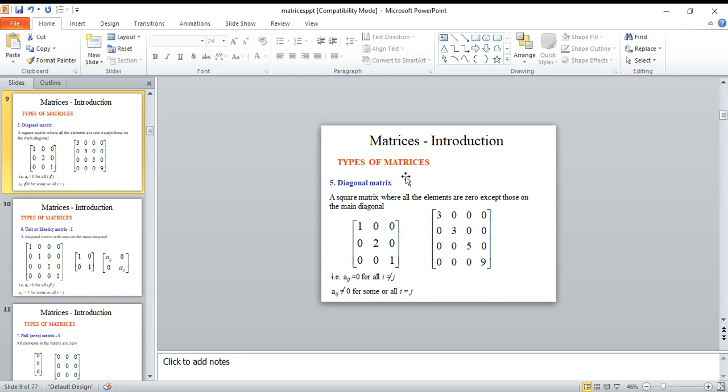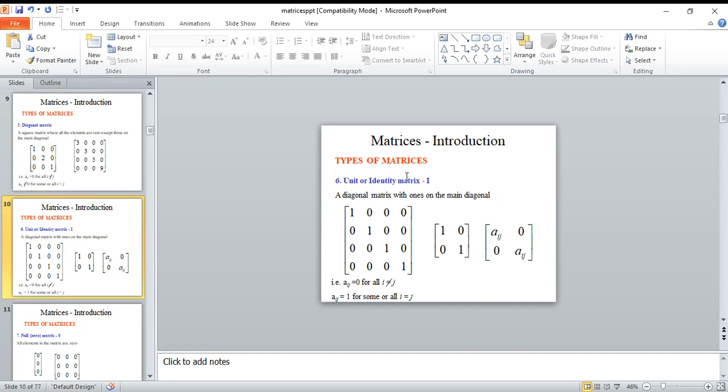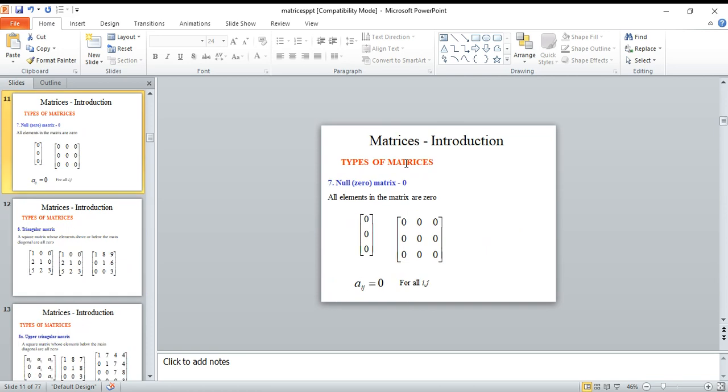Diagonal matrix: a square matrix in which all elements are zero except the diagonal elements is called a diagonal matrix. Next, the unit matrix. We discussed this type of matrices yesterday. Unit matrix or diagonal matrix: all elements are zero except the diagonal elements, and those diagonal elements are all one. That is a diagonal matrix which has one on the main diagonal and zeros elsewhere. That is the identity matrix or unit matrix.